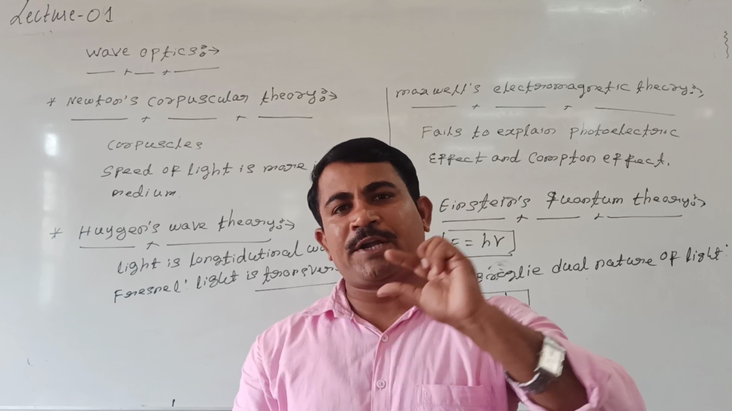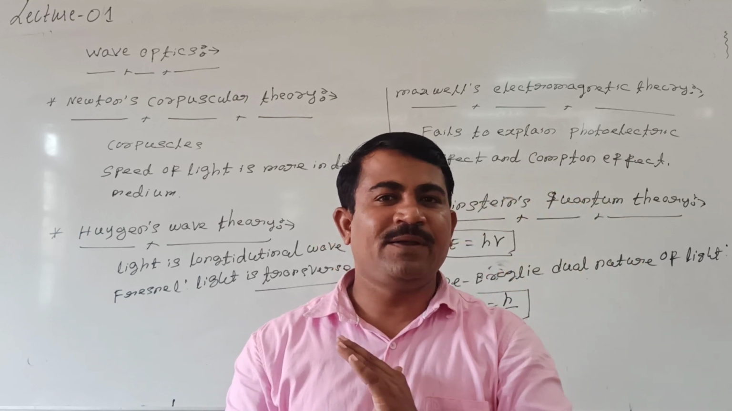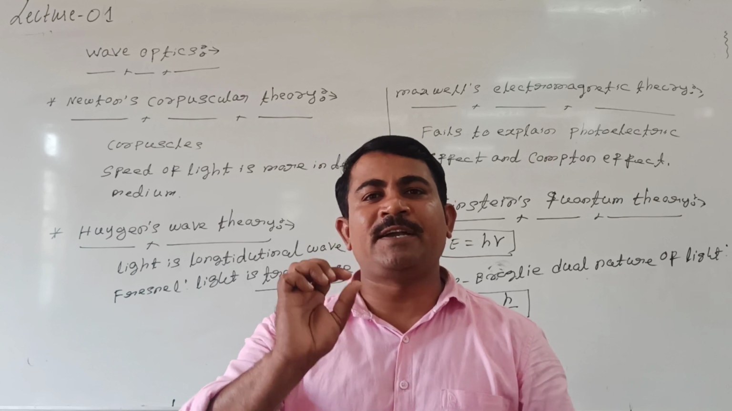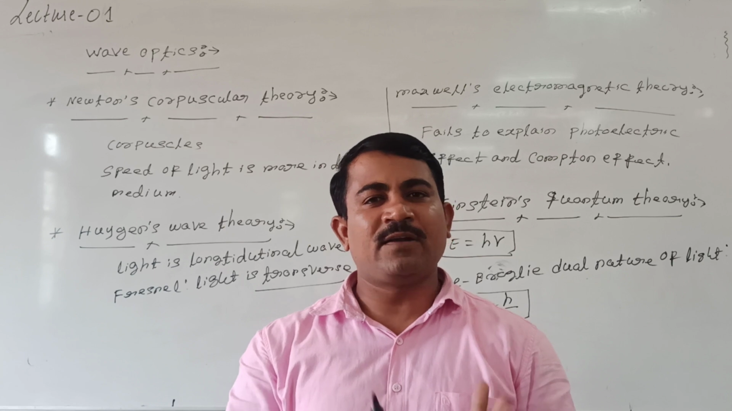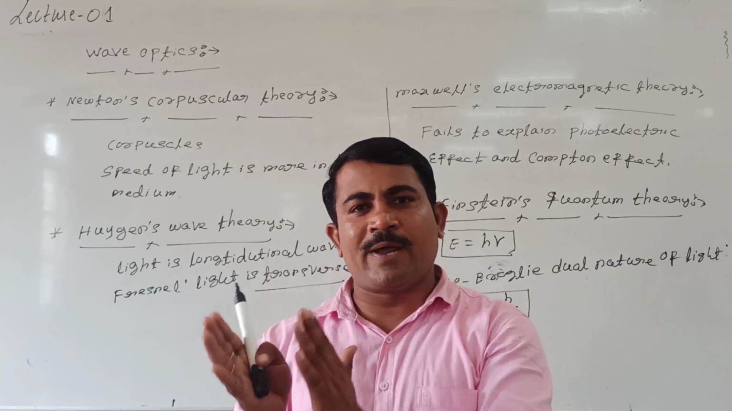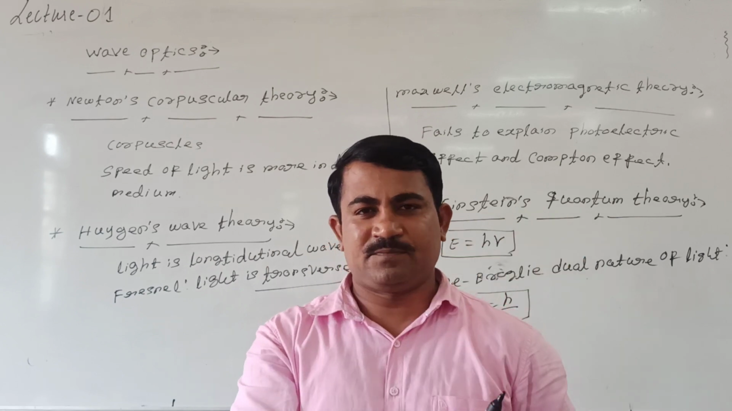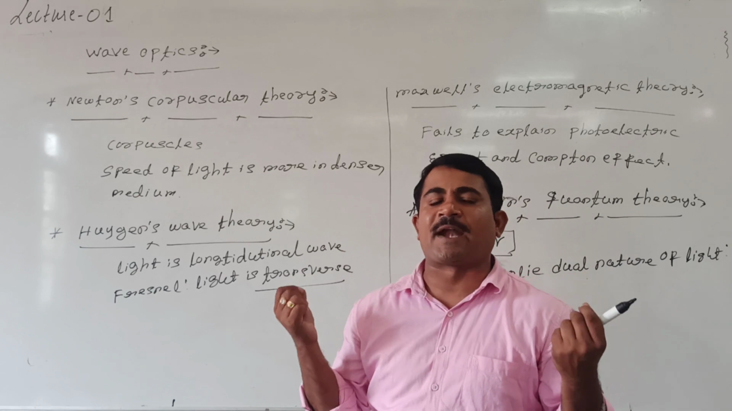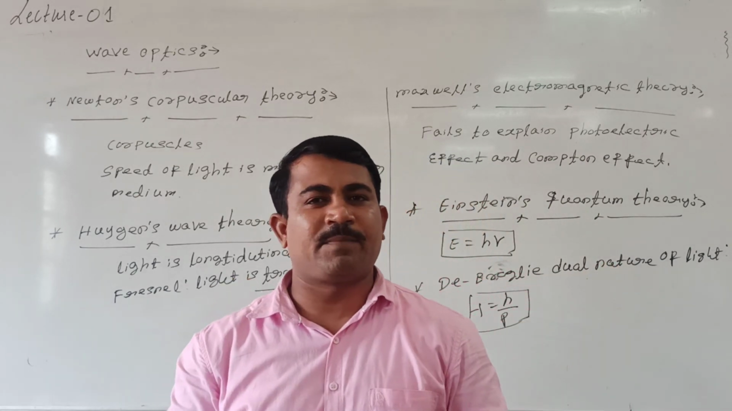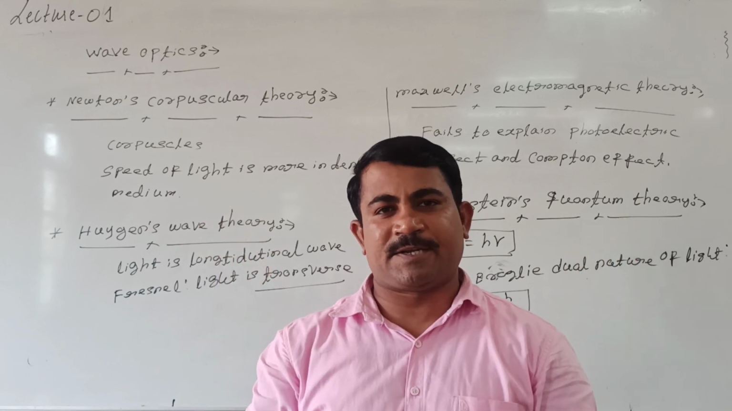When light propagates in a medium, light acts as a wave. And when light interacts with matter, light acts as a particle. So light exhibits a dual nature. Dual means it acts sometimes as a wave and sometimes as a particle. So different theories of light explain different natures of light, but a single theory doesn't explain all properties of light.